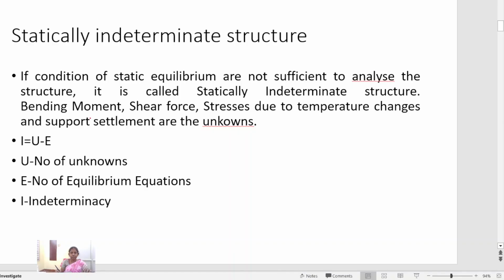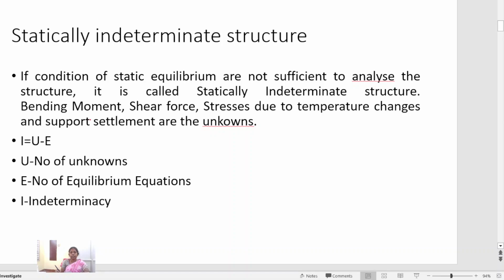Pin jointed means it is jointed as a pin. That is, there is no moment at that pin joint. The best example for pin joint is truss member. Plane frame means it is like a building, residential building comprising of beams and columns. So you have to know the difference between pin jointed plane frame and rigid jointed plane frame. Rigid jointed means a structural model like building. Pin jointed means like truss. Truss is the best example for pin jointed.